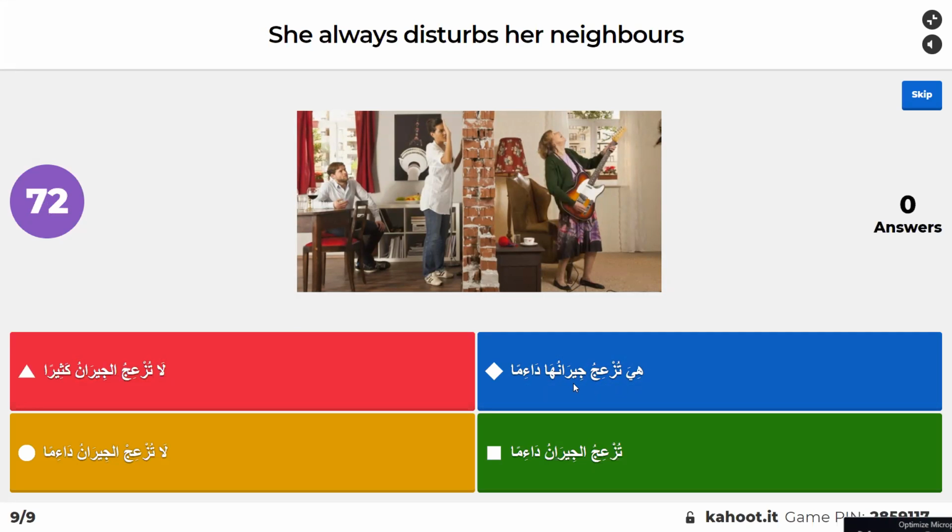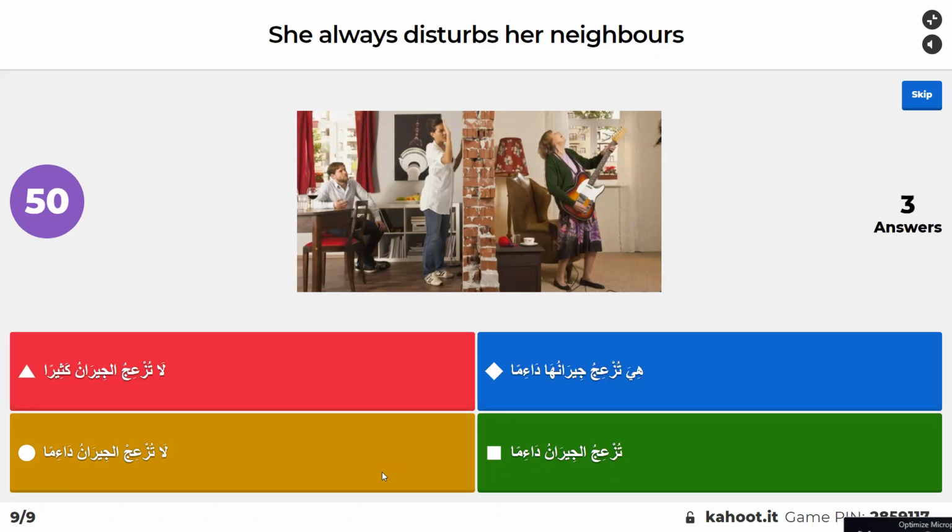jiranuha daiman. Here, tuz iju jiranuha daiman. Red. La tuz iju al jiranu kathiran. Green. Tuz iju al jiranu daiman. Orange. La tuz ij al jiranu daiman. She always disturbs her neighbors.